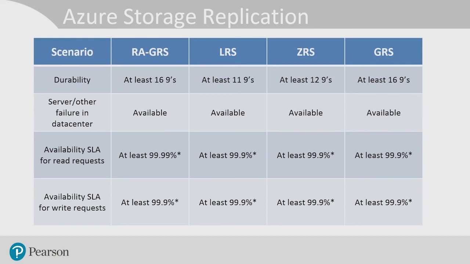Finally, the availability SLA for write requests across all replication options is going to be 3 nines, at least 99.9%. Realize, however, that if you're using the cool access tier, the availability SLA for write requests is only 99% or 2 nines. Again, the asterisk tells us that the write request availability is only 99% when you're using the cool access tier. Remember this information for the exam.